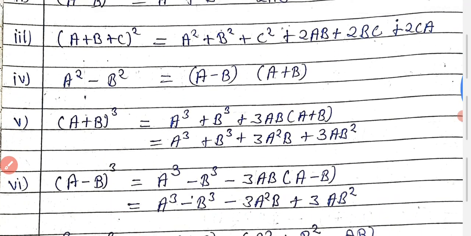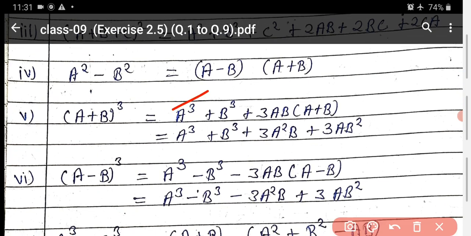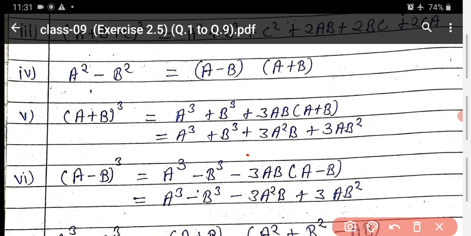Now fifth formula, (a plus b) whole cube. It is a whole cube, so write a cube plus b cube plus 3ab in bracket (a plus b). In some books you will see that formula also. This formula is a derived one. When you multiply 3ab with a, it becomes 3a square b. When you multiply it with b, it becomes 3ab square. So it is a derived formula, so I prefer the first one to write.